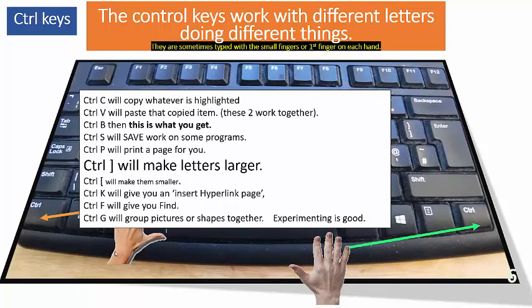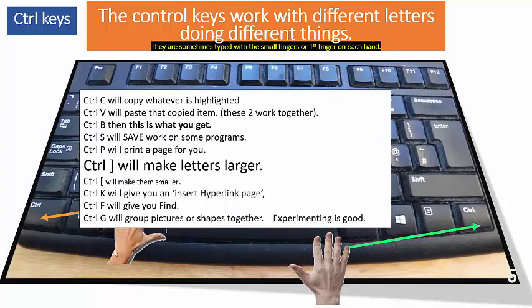Now, let's have a look at some of these. Control C will copy whatever is highlighted. Control V will paste that copied item. And it isn't there, but Control X will cut that particular item. Control B turns things bold. Control S will save work on some programs. Control P will print a page of text for you, text or pictures, a page.